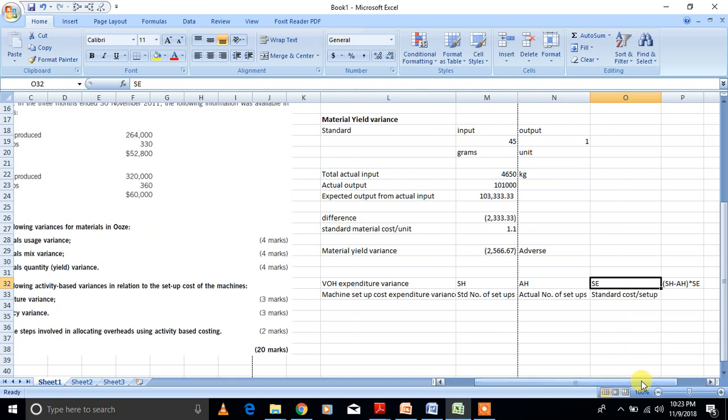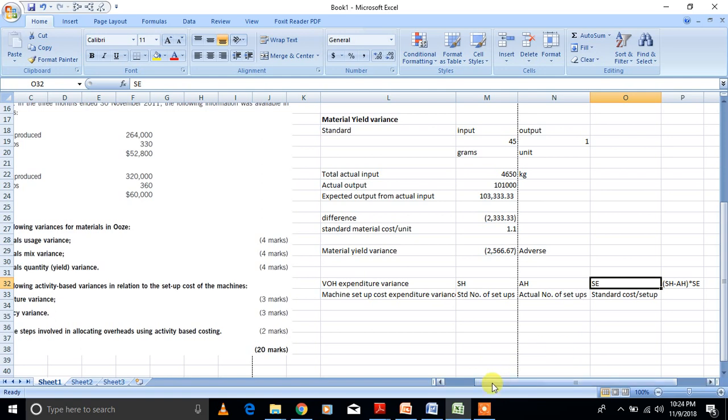I repeat again, why am I talking about variable overhead expenditure and efficiency? That is what is comparable to this machine setup cost, expenditure and efficiency. So I'm taking a comparable known variance, and then from a known variance equation, I'm deriving the formula for an unknown variance. In variable overhead, hours is the driving factor, labor hours. In machine setup cost, it is number of setups. So there I use standard hours, here I am using standard number of setups. Actual hours, actual number of setups. Standard cost per hour, standard expenditure you call it, here standard cost per setup.